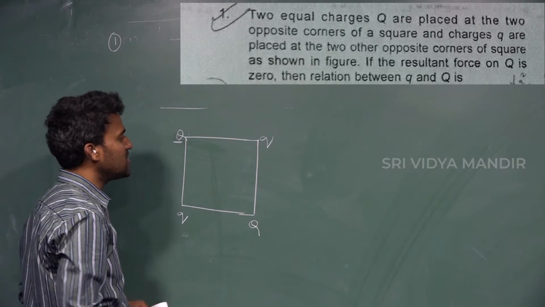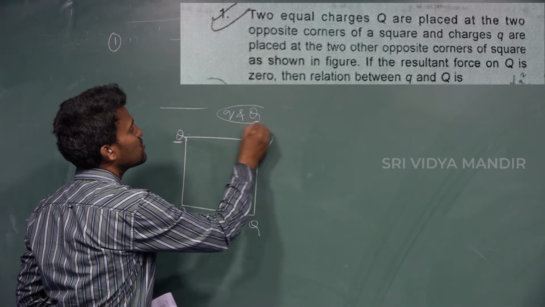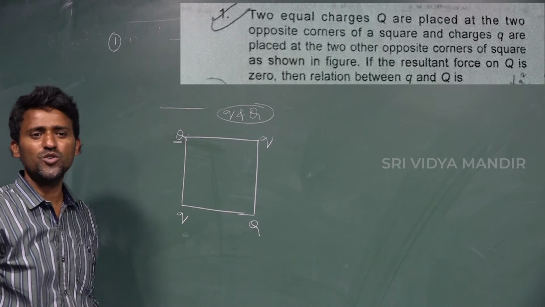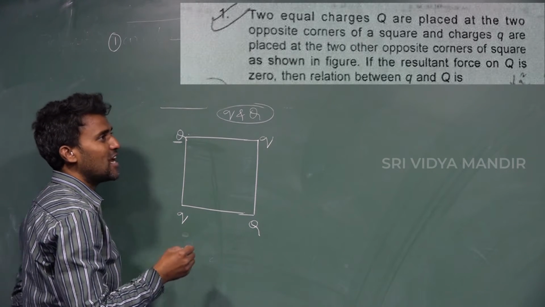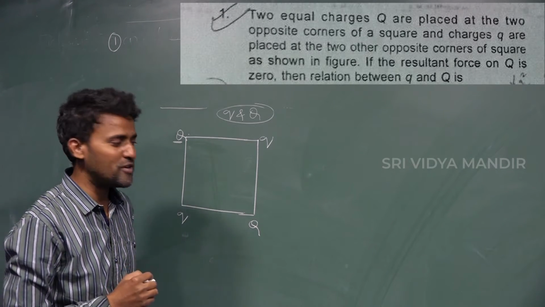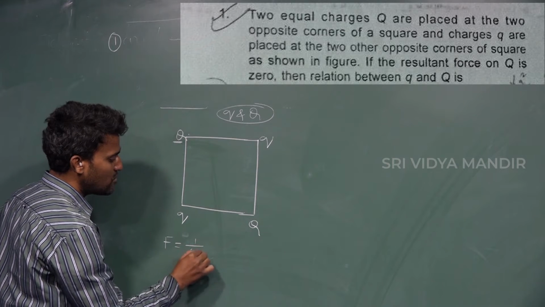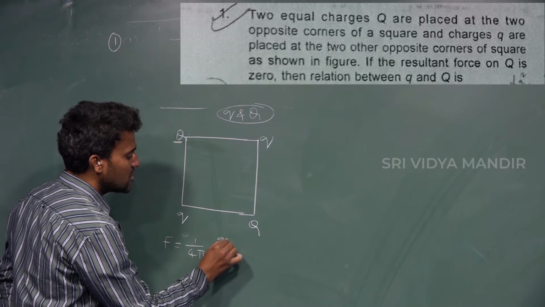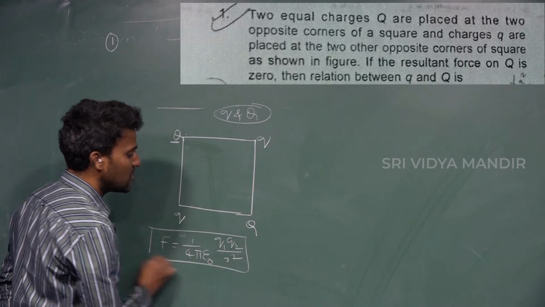then what is the relation between the small q and capital Q? We have to calculate it. First, I'm writing the electrostatic force, Coulomb's inverse square law. What is Coulomb's inverse square law? F is equal to 1 by 4 pi epsilon naught Q1 Q2 divided by R square. From this equation we have to derive it.